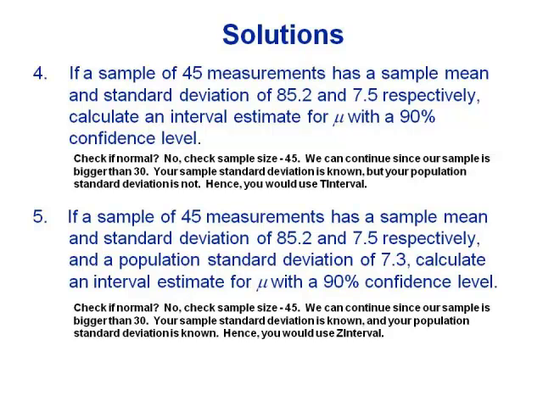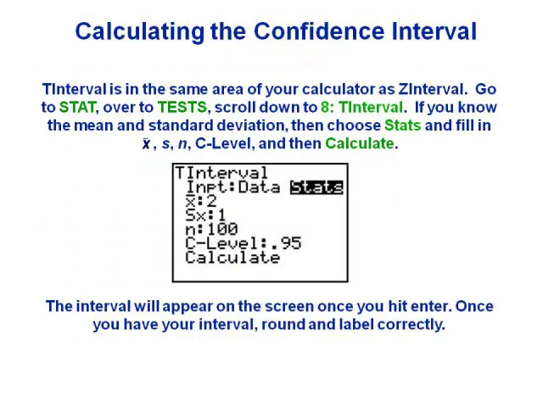But then on number 5, we do have a population standard deviation, so we can use a z-interval. It'll do a better job since we have that information. So let's calculate some of these.